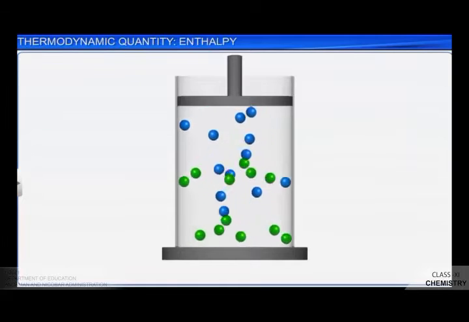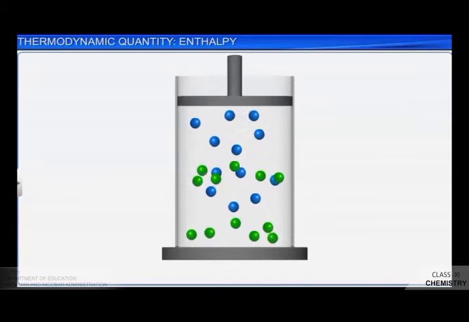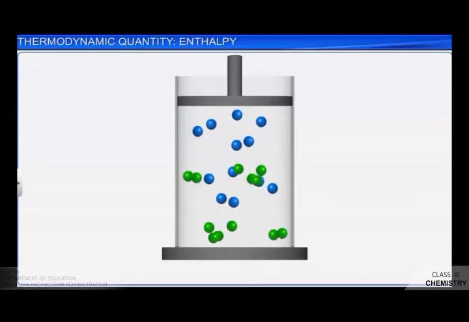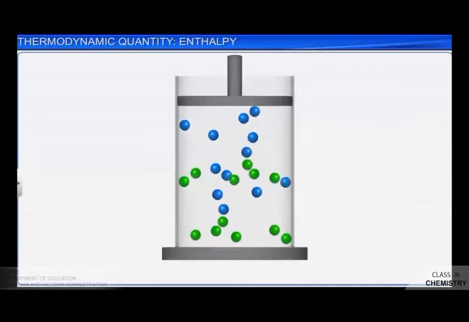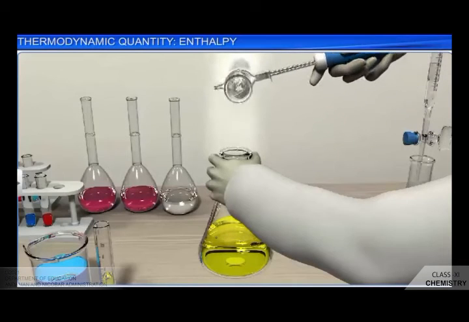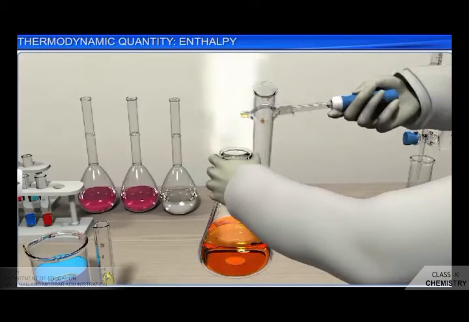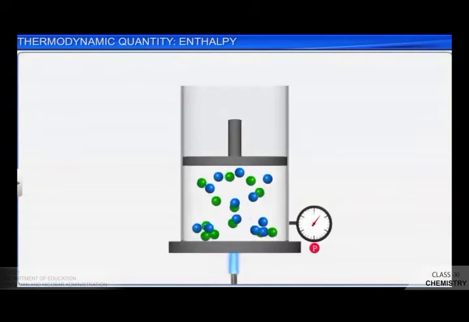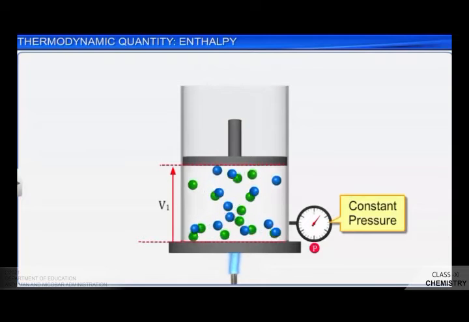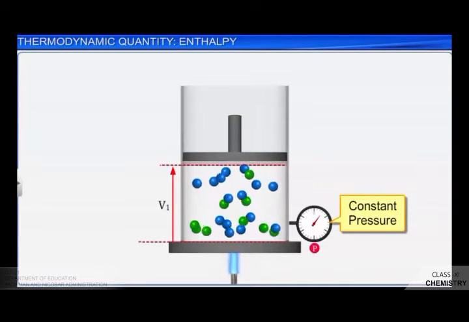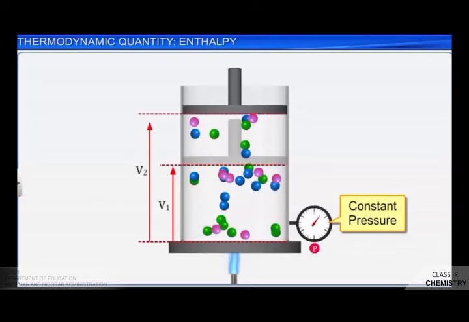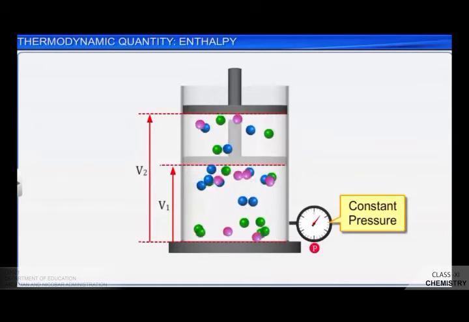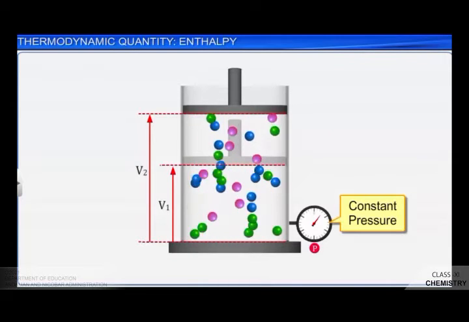We have learnt that if a process is carried out at constant volume, then the heat content is the same as the internal energy as no work is done. But most chemical reactions are carried out at constant pressure and not at constant volume. When a reaction is performed under constant pressure, it may involve a change in the volume. The energy change during such reactions may not only involve change in internal energy but also do some work.